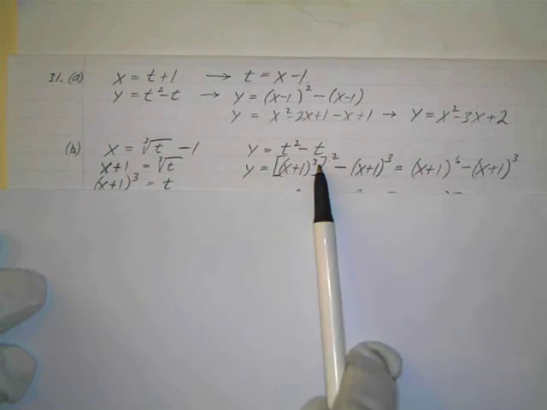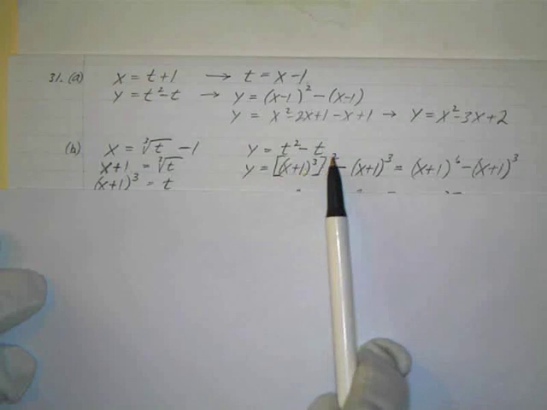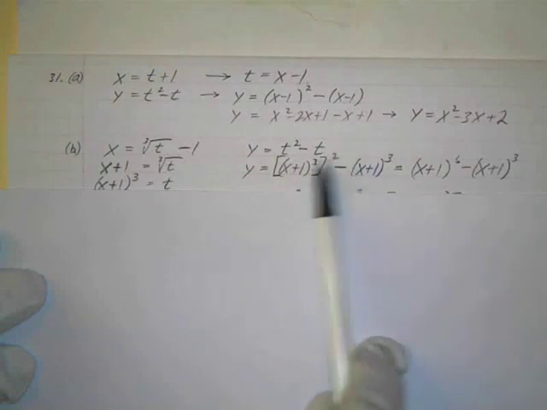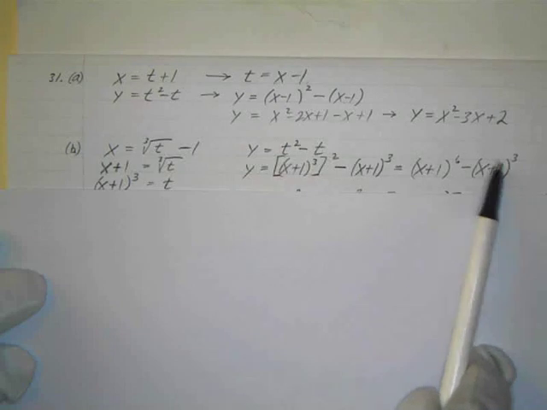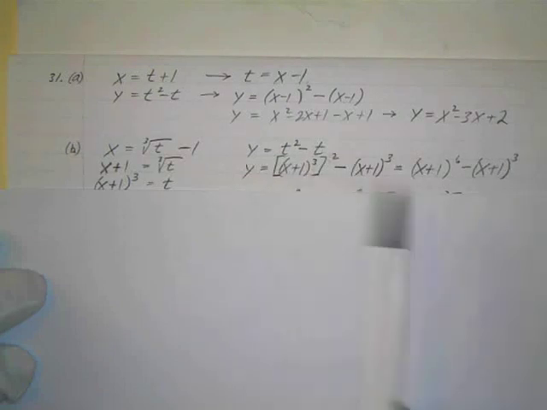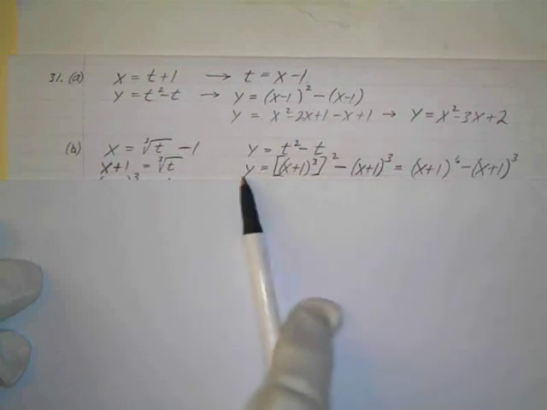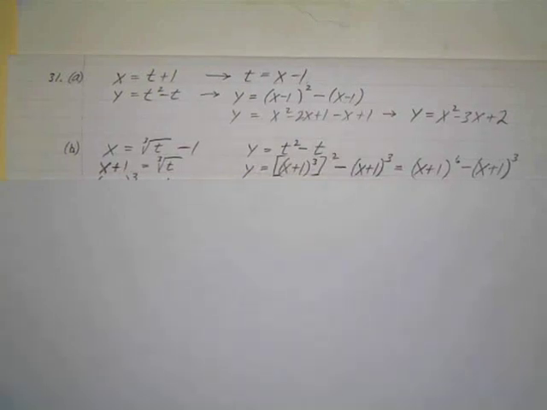Now I can raise this to the power. Remember, when we're raising exponents to powers, we just multiply the exponents. And I could get this. Or if I look at my answer, basically this is done. This is the equation in terms of just x and y.